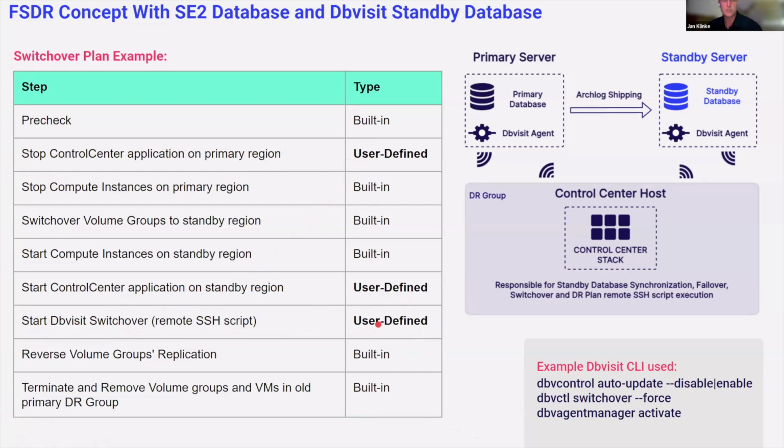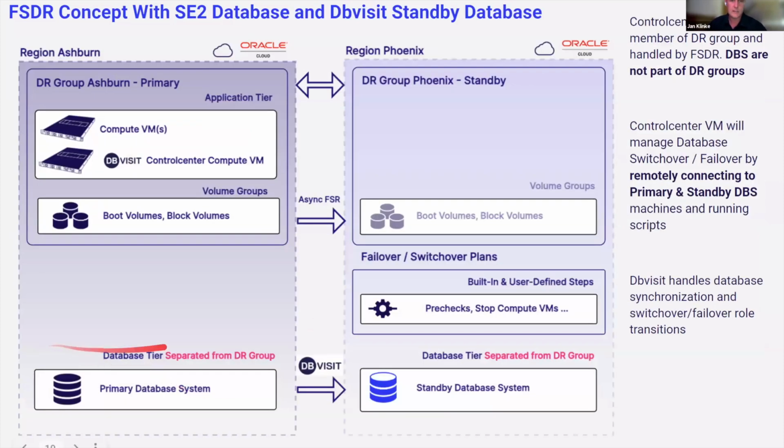And this step is really important because this step is, again, user-defined. And what it will do is that it will connect to control center and will execute the command for the switchover itself. So instead of FSDR interfacing directly with the data guard, the FSDR will be interfacing with Dbvisit control center through this script. And then the control center will be able to perform the switchover on the database tier, even though the database tier is completely separated from the DR groups.